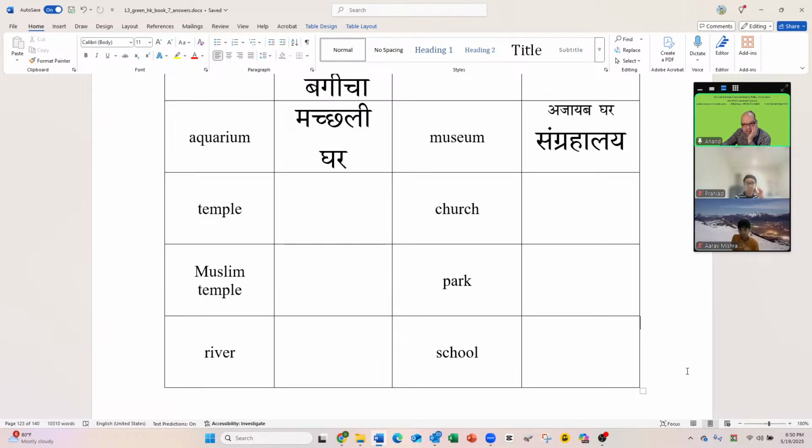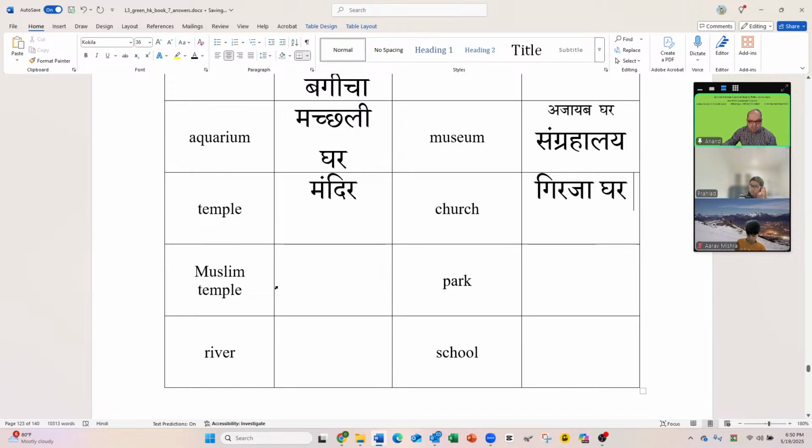Okay. Arav is back. Arav, give me the Hindi word for temple. That's easy. Mandir. Okay. Church. Prahlad, Hindi word for church. Girja Ghar.